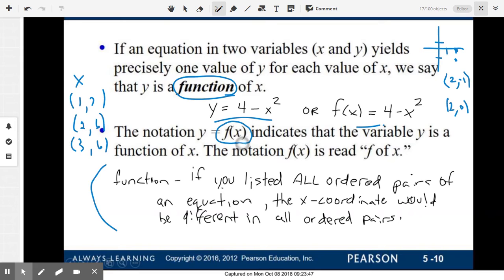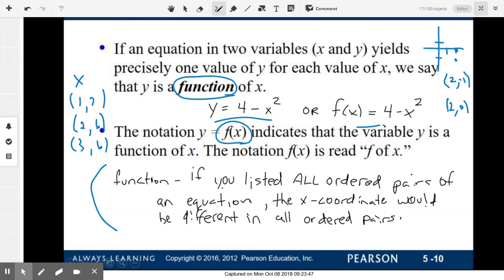This f of x is a way that we indicate that something is a function, or that is called function notation. Y and the f of x are interchangeable. Notice we could write this equation y equals 4 minus x squared, or the y can be replaced with the f of x, and what's going to go in here is whatever variable you're using right there. Sometimes they change up the letters, but whatever's here is there. This is a function of x, or f of x equals that equation.